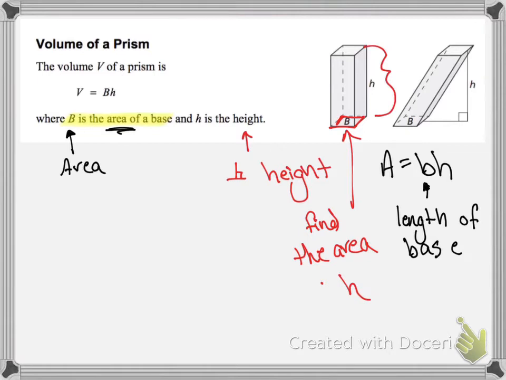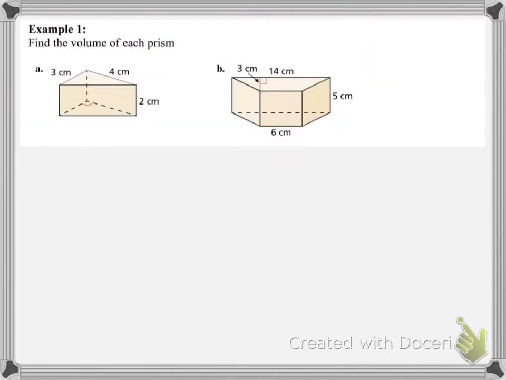Okay. All right. Let's go ahead and do some examples. Here, find the volume of each prism. For A, the first thing you have to decide is, what is this guy? If we notice here, this is a rectangle, this back is a rectangle, but this right here is a triangle, and this is a triangle. So I know this is a triangular prism.